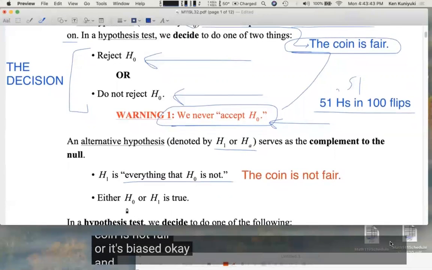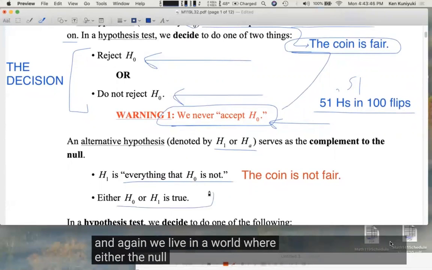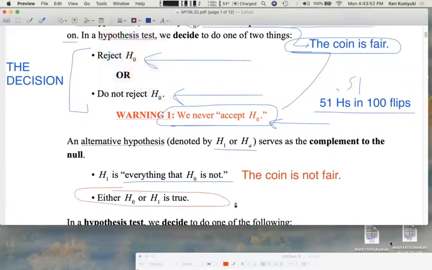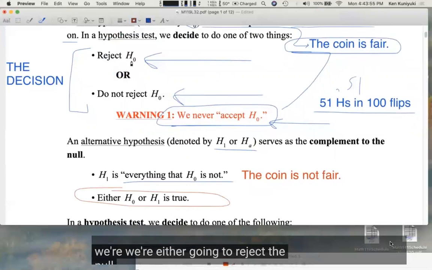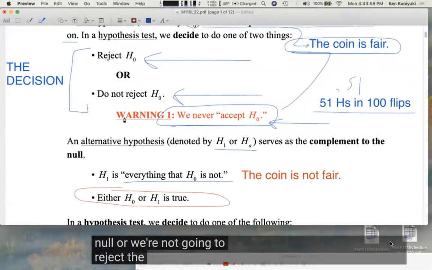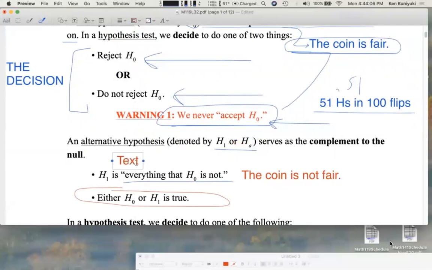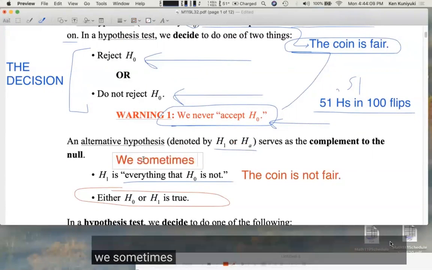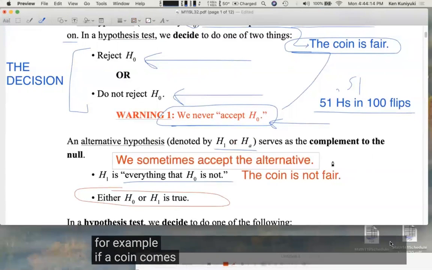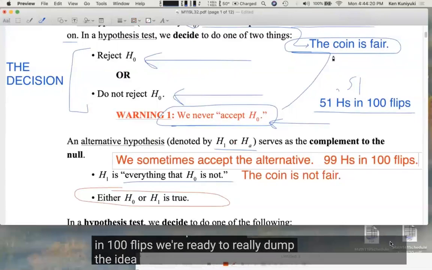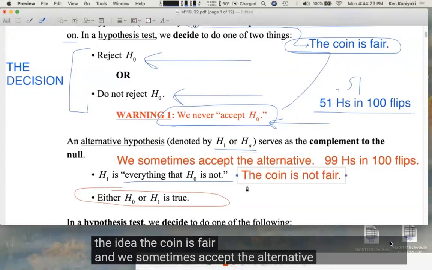And again, we live in a world where either the null or the alternative is true. We're either going to reject the null or we're not going to reject the null. And although we never accept the null, we do sometimes accept the alternative. For example, if a coin comes up 99 heads in 100 flips, we're ready to really dump the idea the coin is fair. And we sometimes accept the alternative that the coin is not fair.